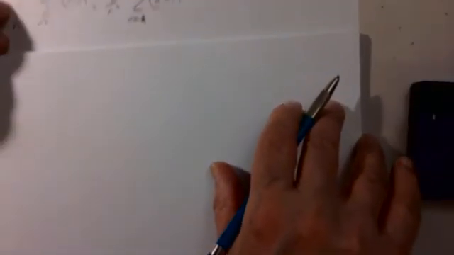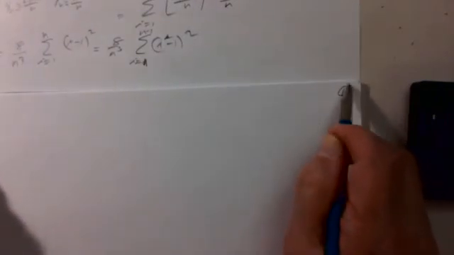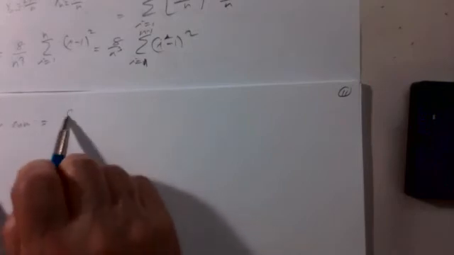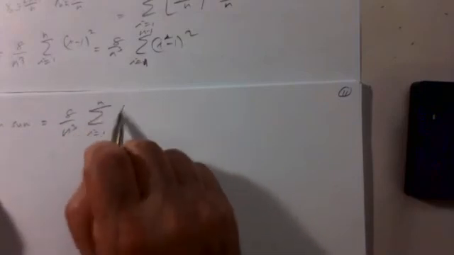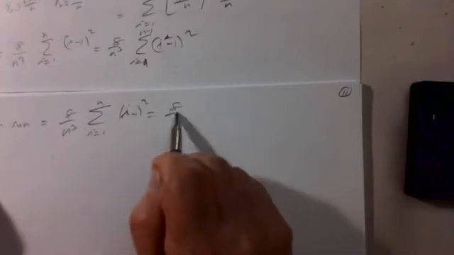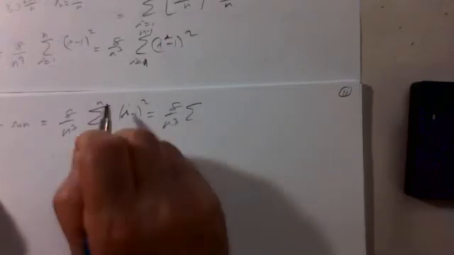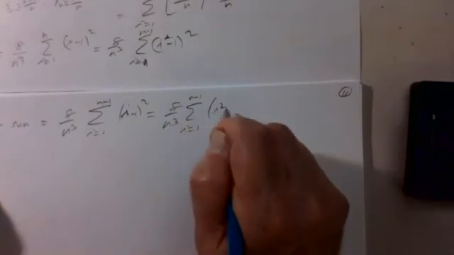Let's keep going. So my lower sum is equal to 8 over n cubed, summation i goes from 1 to n, i minus 1 squared. That's 8 over n cubed, summation i goes from 1 to n minus 1. i minus 1 squared is i squared minus 2i plus 1.